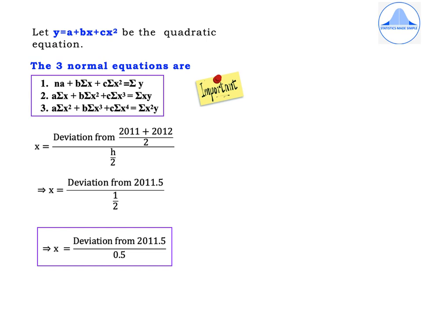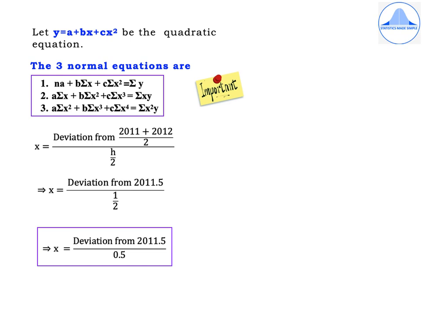The x square values are 25, 9, 1, 1, 9, 25, and you get summation x square equal to 70. X cubed values are minus 125, minus 27, minus 1, 1, 27, 125, which gives summation x cubed equal to 0. X to the power 4 values are 625, 81, 1, 1, 81, 625, which gives summation x to the power 4 is equal to 1414.